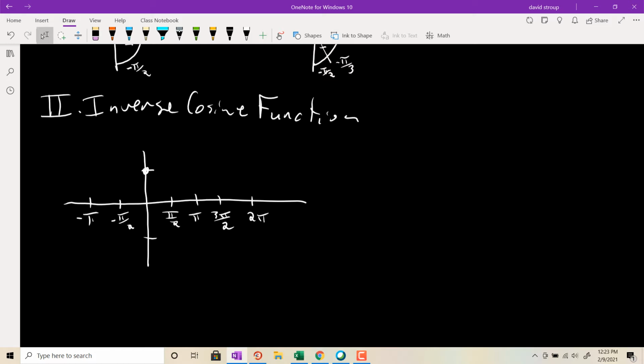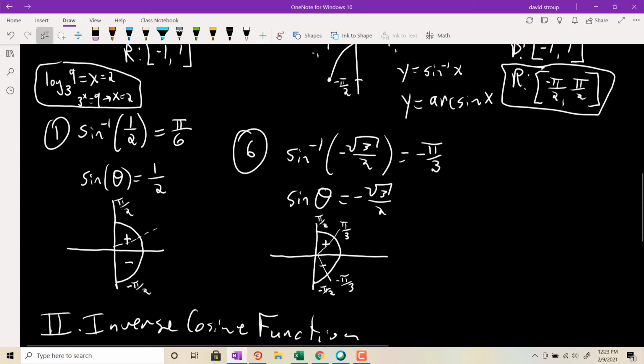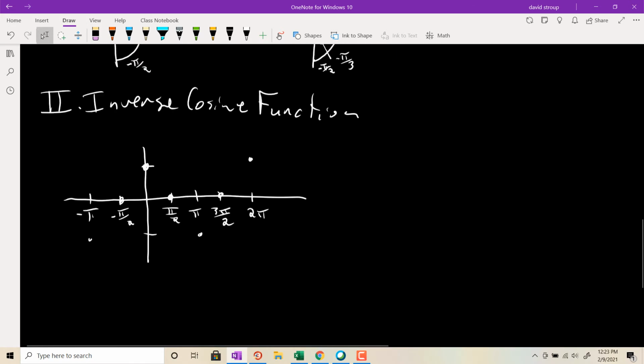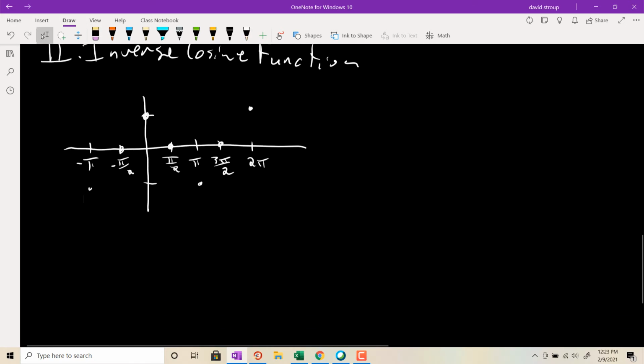Let's get our main points for cosine, our key points. And, did I draw that wrong? Sometimes I mix them up. No, I think I'm good. Okay, so the graph will look like this. Sort of butchering it there.